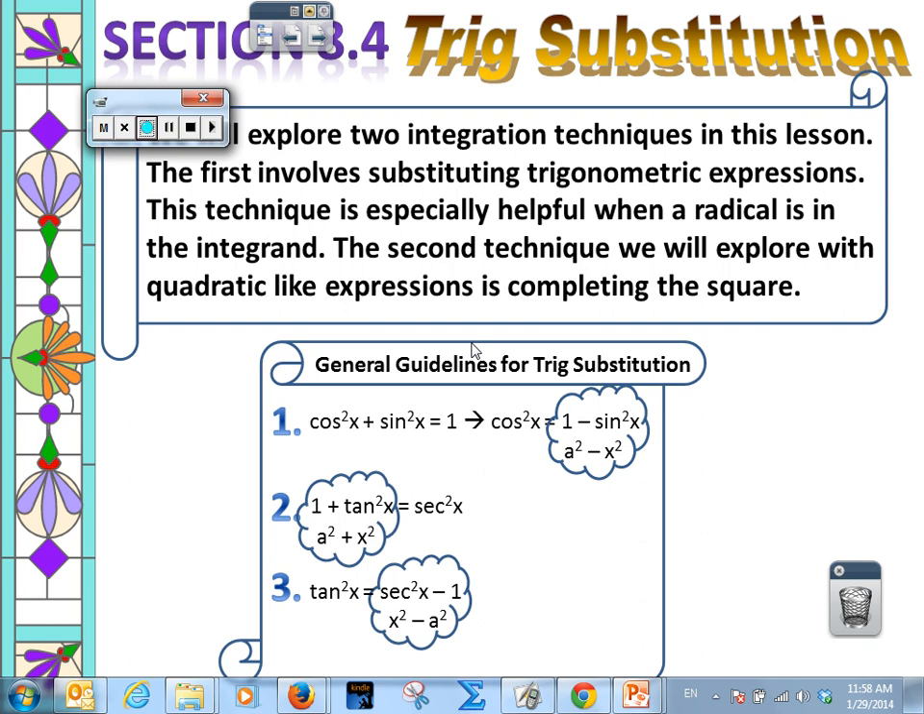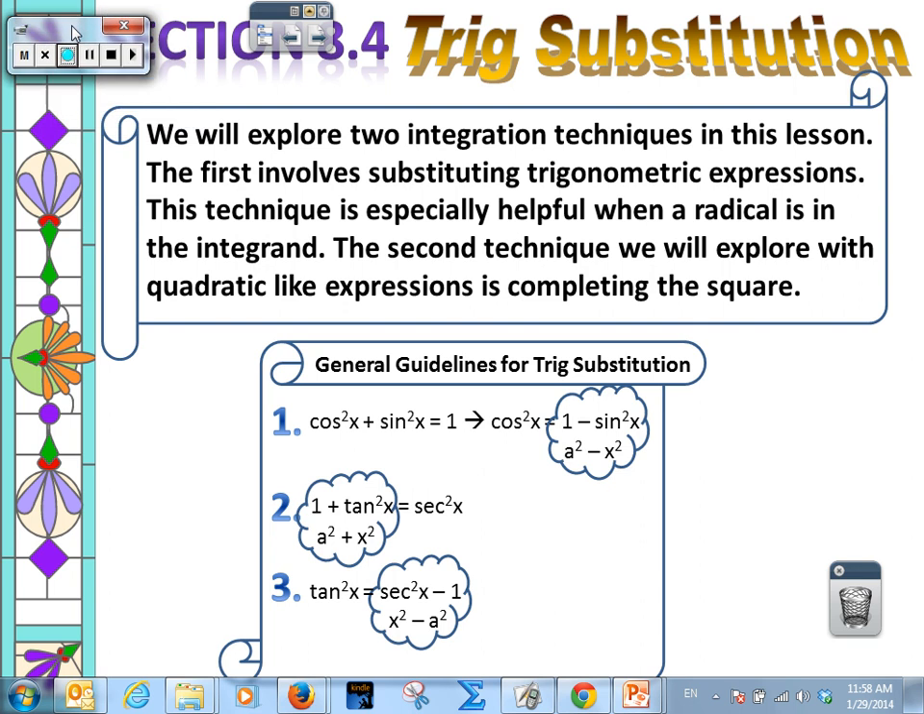Okay, let's take a look at this lesson. We're going to look at trig substitution. Now, if trig is one of your strengths, you're going to love this lesson. If it is not one of your strengths, you probably won't love the lesson, but it is really trig heavy. Of course, it's trig substitution.